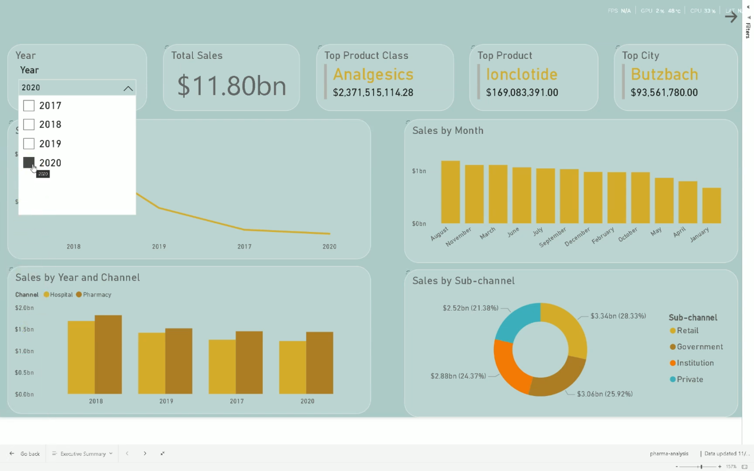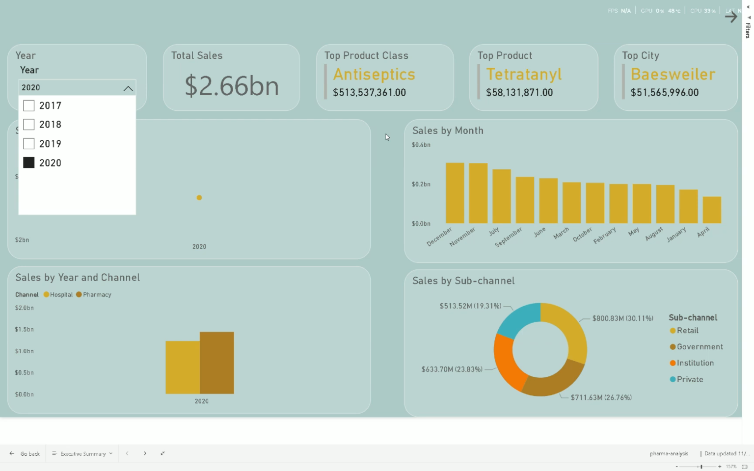for 2020, it pulls up the values from the total sales, product classes and product, sum of sales by month, by year and channel, and by sub channels.